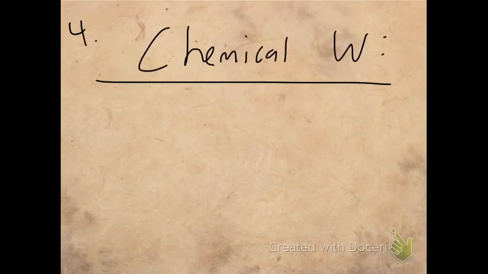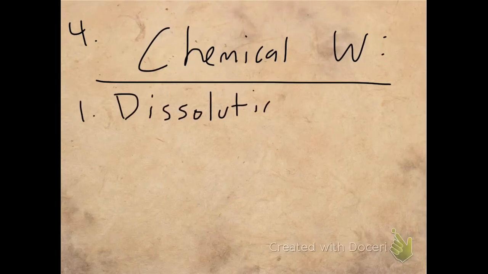Now we're going to explore the different types of chemical weathering, and we begin with the first one. This one is dissolution. So the question I have to pose here with Doceri, what type of rock is susceptible to dissolution? And dissolution or dissolving by what type of chemical?